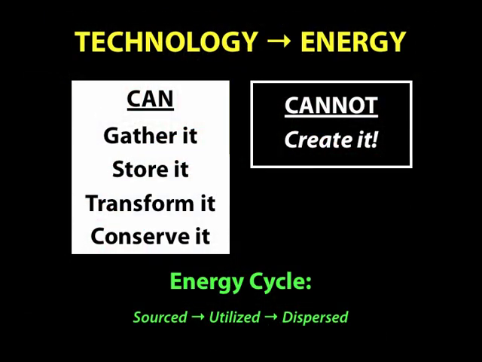A common confusion involves distinguishing between energy and technology. While both terms are often used interchangeably, they are in fact distinct, as this chart illustrates. It's especially important to remember that energy cannot be created, only gathered, stored, transformed, and conserved. The energy cycle involves 3 steps. First, it is sourced, then utilized, and finally dispersed.